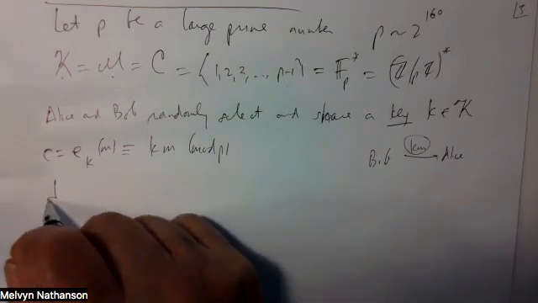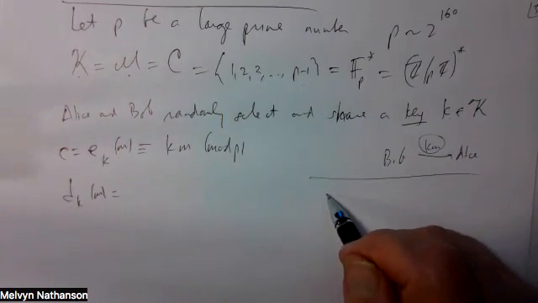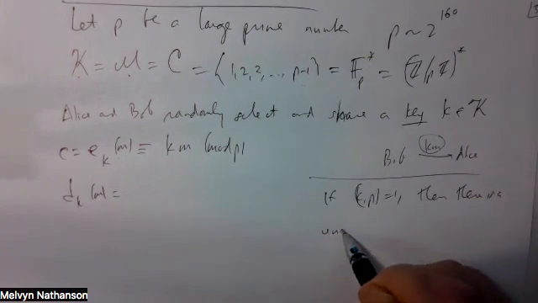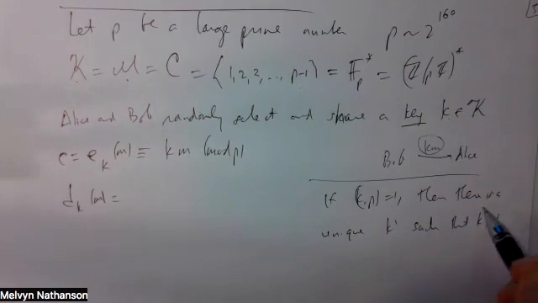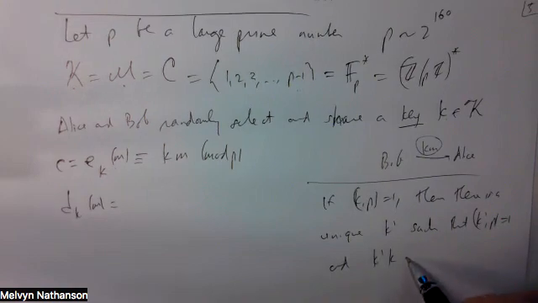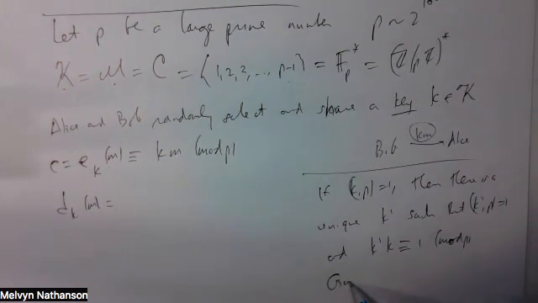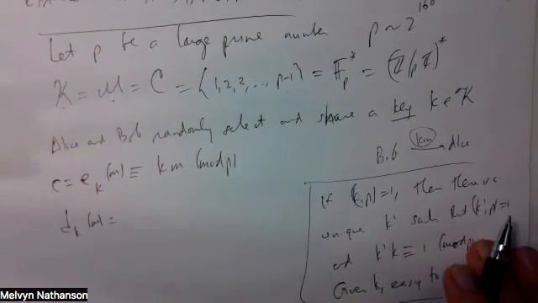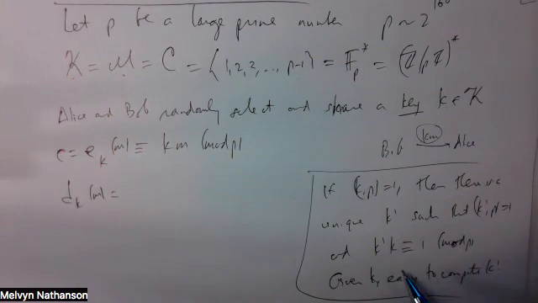What is the decryption scheme? Well, when we were studying congruences yesterday, we proved the following theorem. If K and P are relatively prime, then there is a unique number K prime such that K prime is also relatively prime to P, and K prime times K is congruent to 1 mod P. And given K, it is easy to compute K prime. So Alice and Bob pick this number K. They can then easily compute K prime, which is the multiplicative inverse of K mod P.